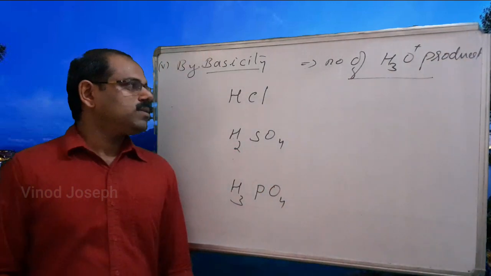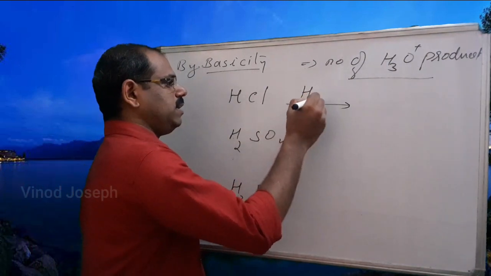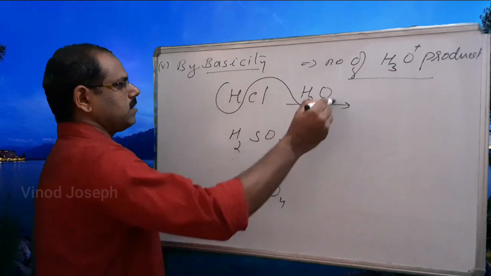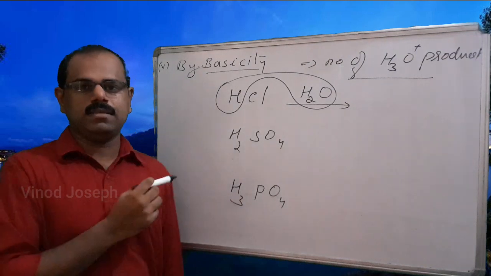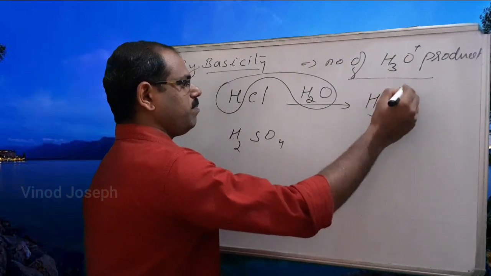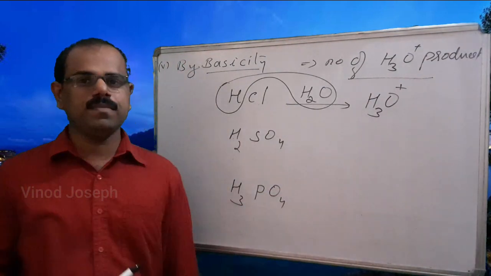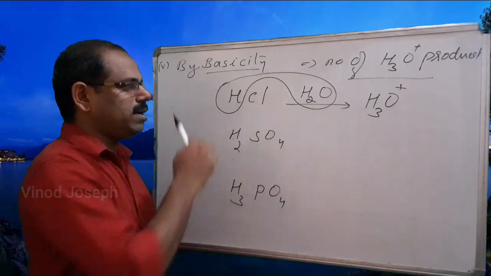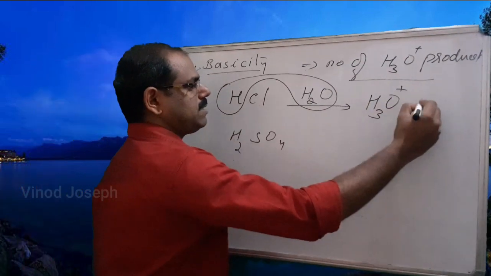So you see how many hydronium ions can be produced by HCl in water. HCl produces H2O, 2 hydrogens from water, 1 from the acid. So H2 plus 1, H3O. So it will produce H3O plus. Hydrogen loses its 1 electron to chlorine. That we already studied in chemical bonding. Hydrogen loses 1 electron, so it gets 1 positive charge here. So H3O plus and Cl minus.